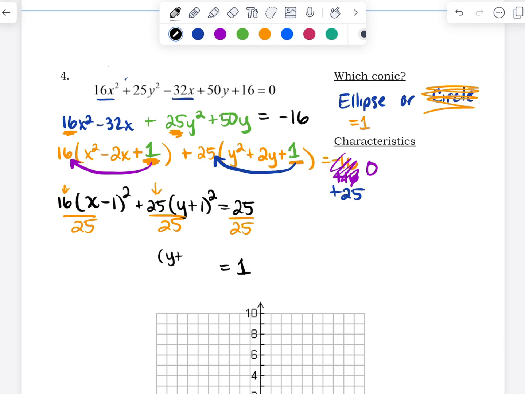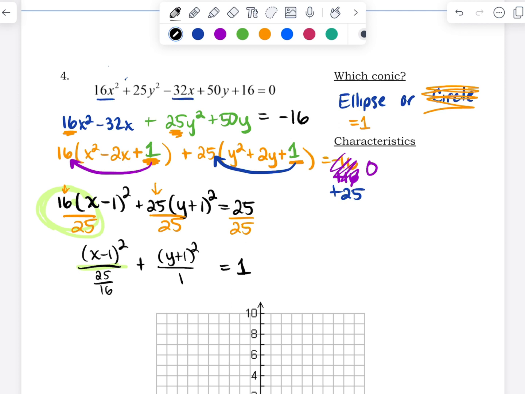I'm going to have y plus 1, that quantity squared, over 1. You don't have to write the 1 if you don't want to, but you can. Totally fine. Plus, and then x minus 1 squared over. Now, here's where, if you're not careful, the mathematics will get you. So we are multiplying by the fraction 16 over 25. But I want to know what we're dividing by. So we have to essentially take the reciprocal. So we are dividing by 25/16.